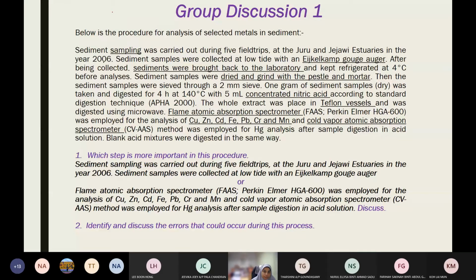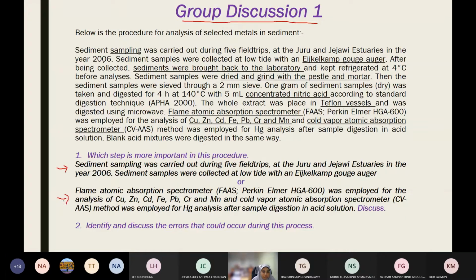Okay, so the first question for the group discussion, I hope you still remember that there are two questions based on this procedure. This procedure is basically about the analysis of metals in sediments in Juru and Jejawi estuaries. The first question is, which step is more important in this procedure? I divided it into two: one is the sampling part and one is the analysis part.